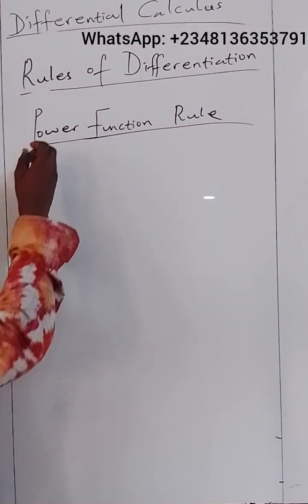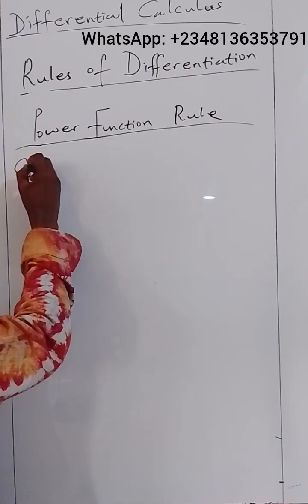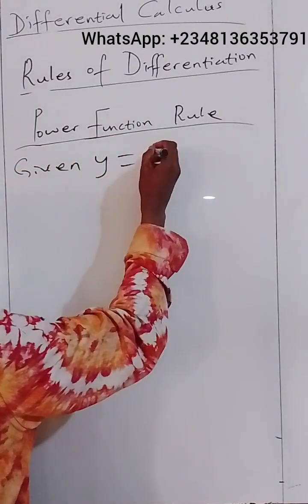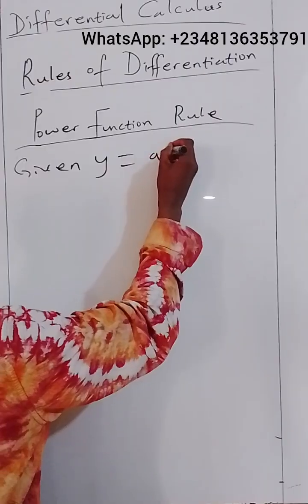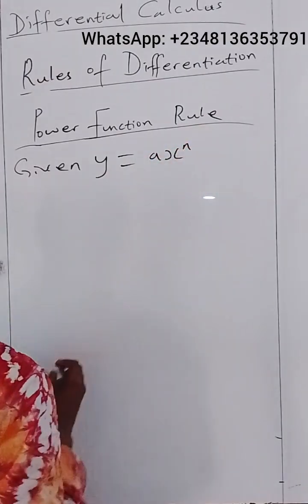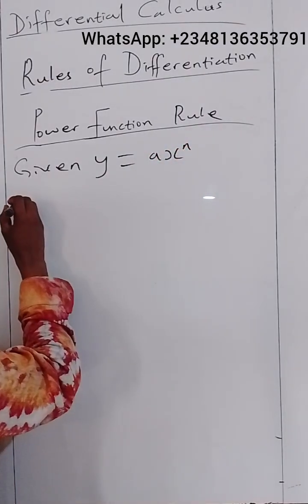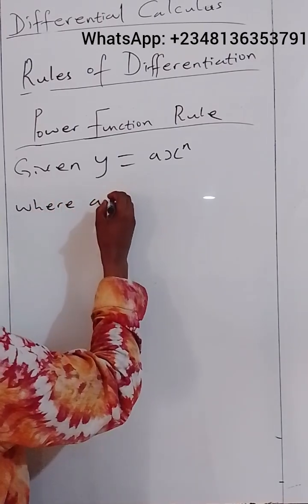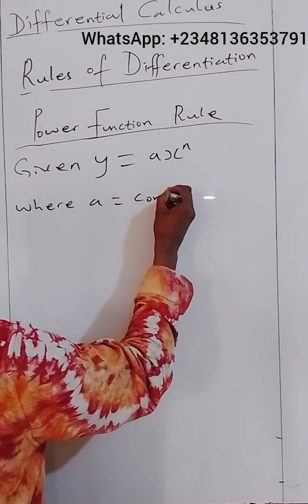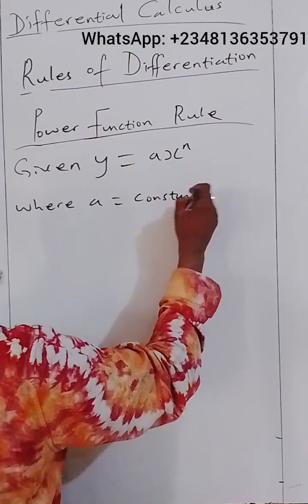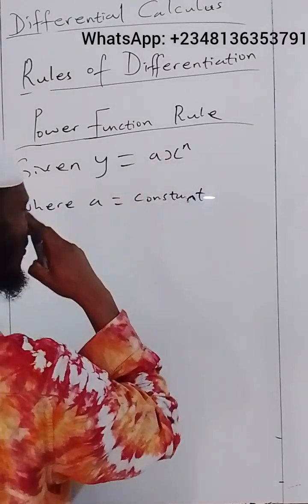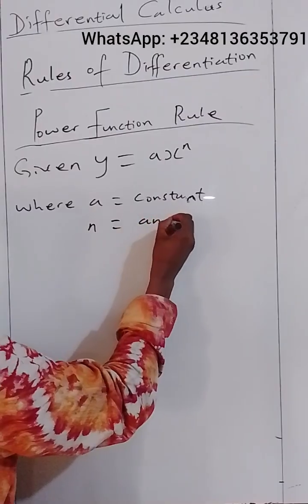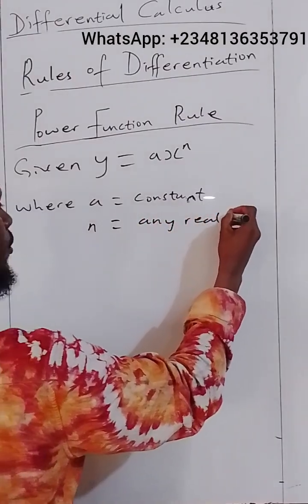So let's say we have this function that is given by y equals ax raised to power n. We assume that a is a constant, which at the same time is the coefficient of x, and n is equal to any real number. Any real number.